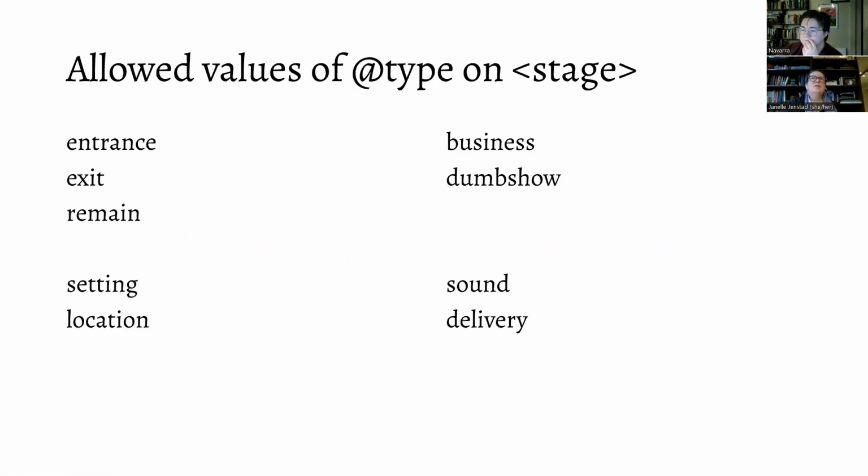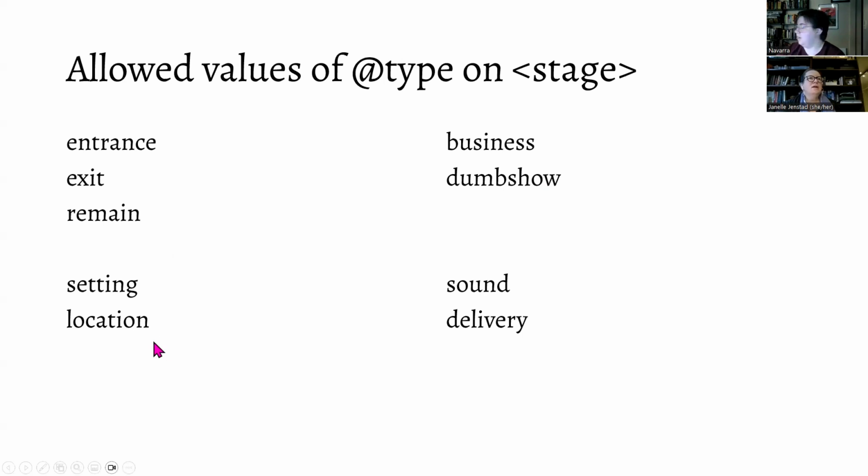These are the allowed values of the type attribute on the stage element, and I've grouped them together on the screen deliberately. So entrance and exit and remain are all values that govern who's on stage. Entrance and exit are standard TEI values recommended by the TEI. We've added the value remain because we so frequently have stage directions that say that somebody remains on stage, usually manet or manent.